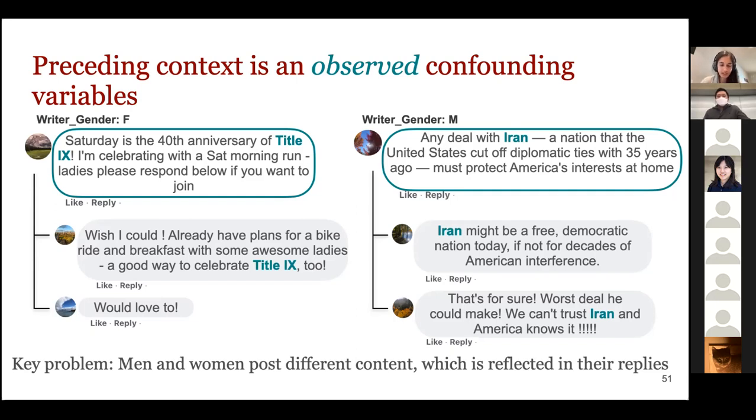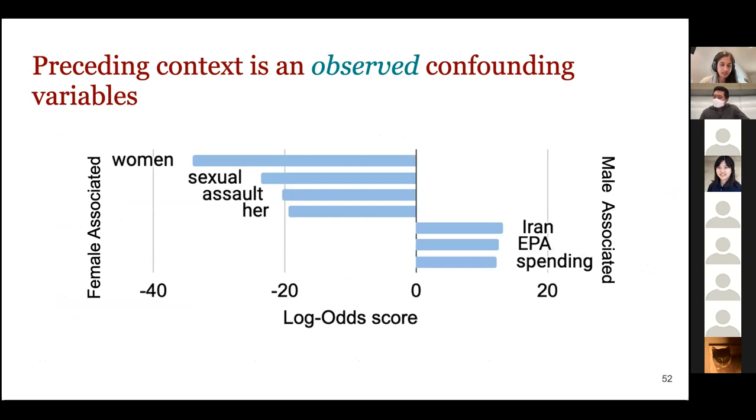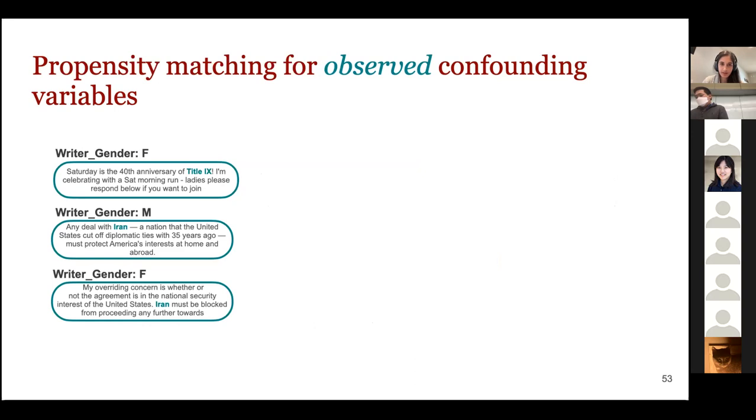And if we look more broadly across this data set, this is looking at word statistics of posts made by male and female politicians. We can see that there are certain words that are overrepresented in posts made by female politicians as compared to male politicians. Female politicians post more about sexual assault. So the way that we reduce the influence of this type of content in our classification model is we use a method that is called propensity matching. And propensity matching is a method that was originally developed for causal inference studies.